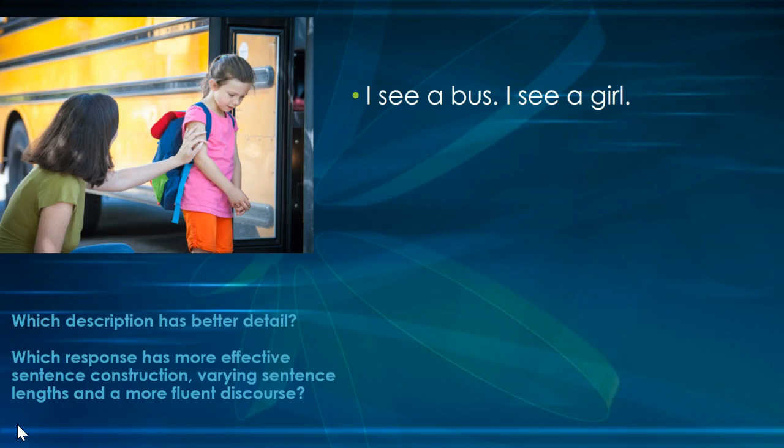In this particular example, we're looking to see what kind of description has better detail, which response would have a more effective sentence construction, a variety of sentence lengths, and a more fluent discourse. Some of our students may say, simply, I see a bus, I see a girl. They are not inaccurate. That information is correct. There is a bus and there is a girl. But we are looking for more complexity than that.